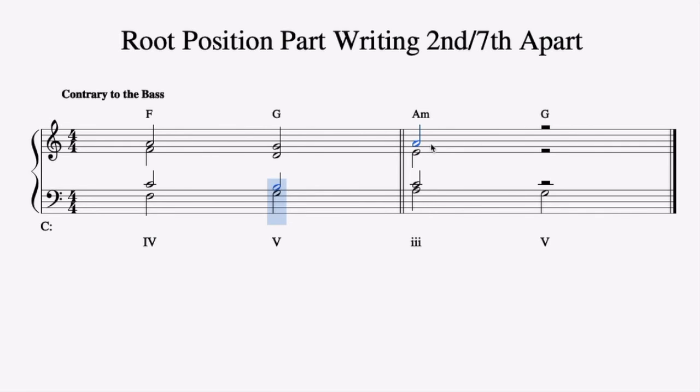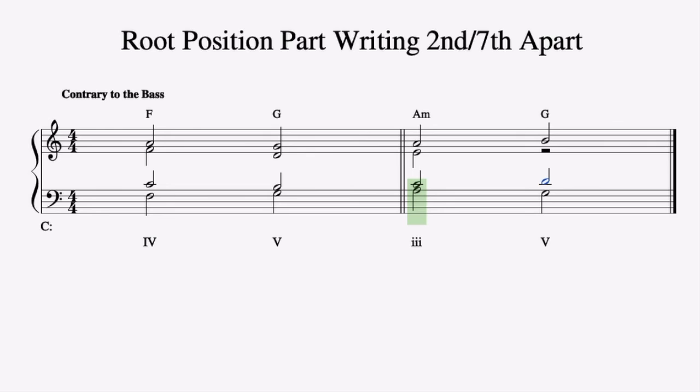A will need to move up by step to the nearest chord tone in G major, or the third of our G major triad, B natural. Now let's do the tenor voice. The third of our A minor triad, C, will need to move up by step to the pitch D, or become the fifth of our G major triad.